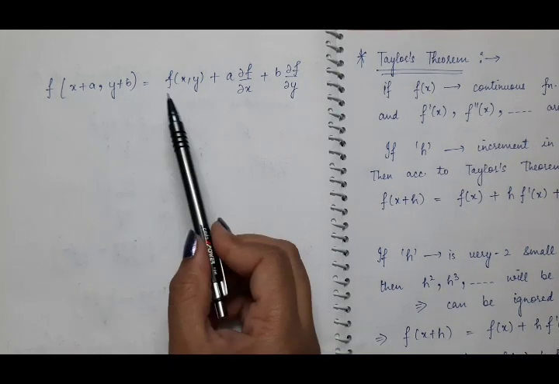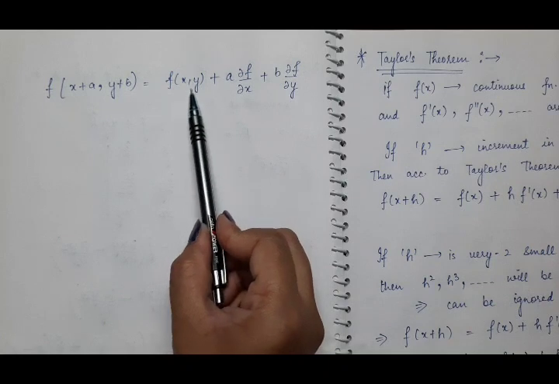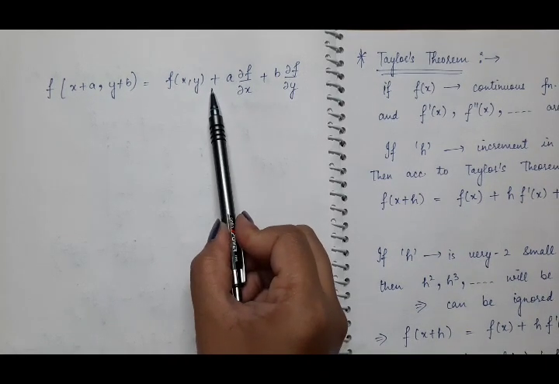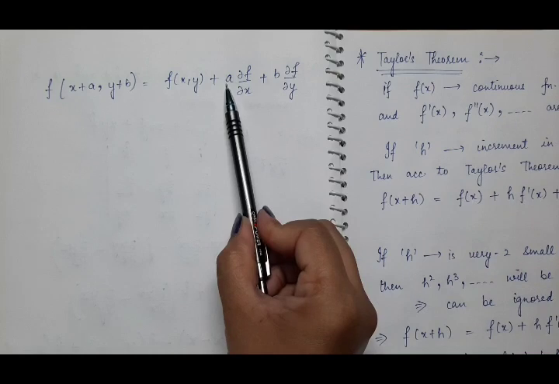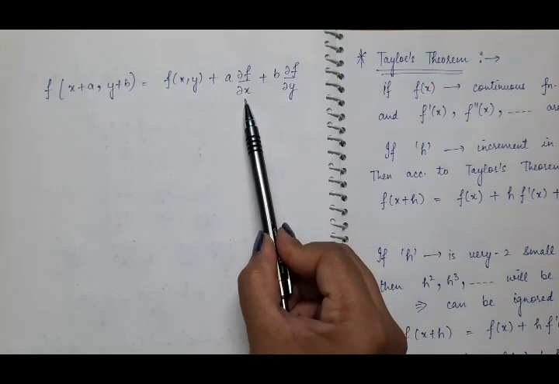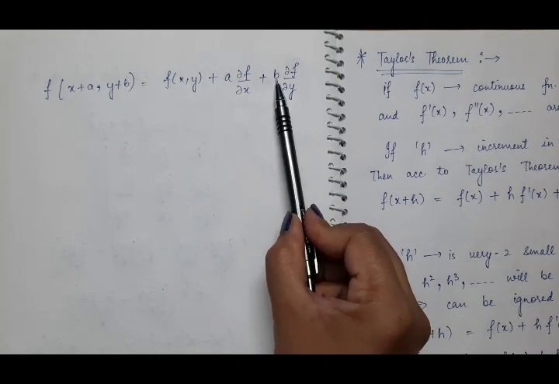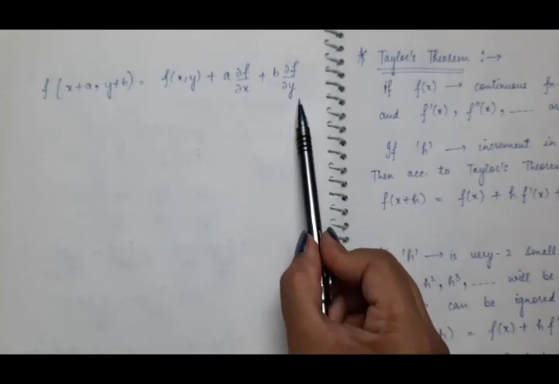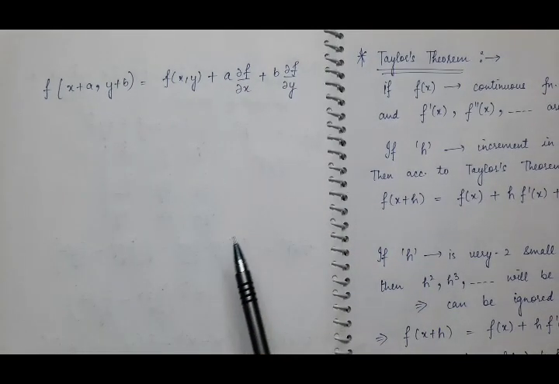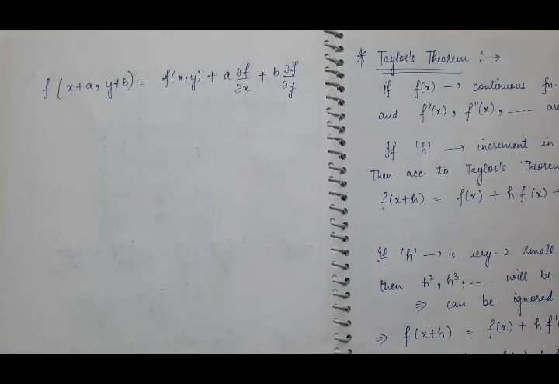So what will be the value of the function f at x plus a and y plus b? It will be the value of function at (x, y) plus a, that is increment in x, into ∂f/∂x, plus b, that is increment in y, into ∂f/∂y. So this is Taylor's theorem in case of a function f of two variables, which will be used in the proof of conservation laws, that is law of conservation of linear momentum, angular momentum and energy.